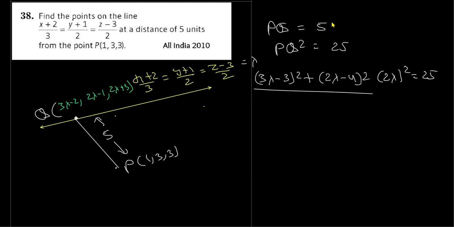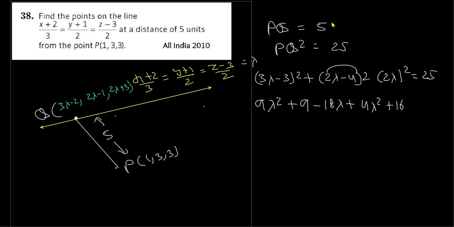Now from here we'll do the expansion to obtain the value of lambda. Applying (a minus b) whole square, a square, which is 9 lambda square, plus b square, which is 9, minus 2ab, so that is 18 lambda. Likewise, I'll expand this: a square, which is 4 lambda square, plus b square, which is 16, minus 2ab, which is 16 lambda. And this last one is 4 lambda square, and that is equal to 25.